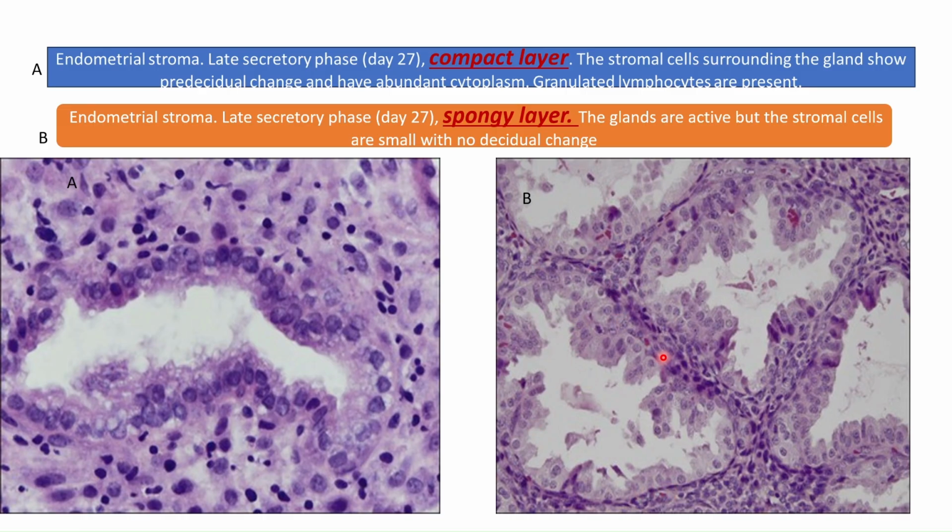So here this gland of the spongy zone shows maximum secretory change, while the stromal cells are small in appearance and have very little cytoplasm as compared to the compact layer. So here stroma active, here gland is active. Here gland is less responsive to hormone, here stroma is less responsive to hormone.